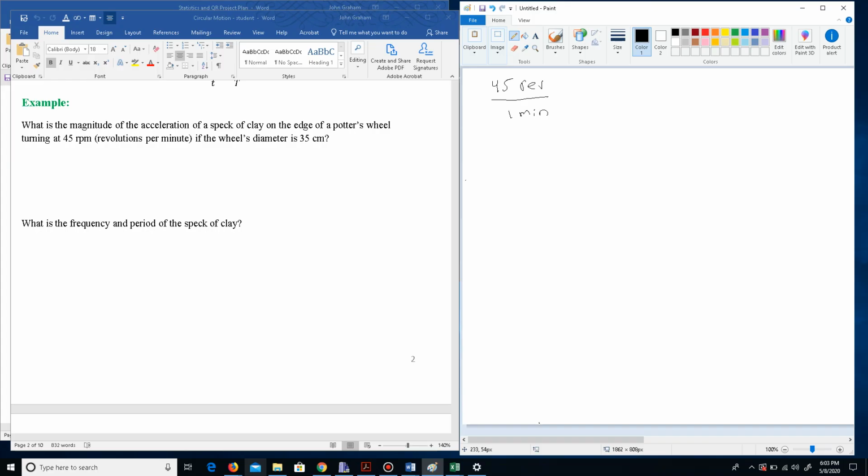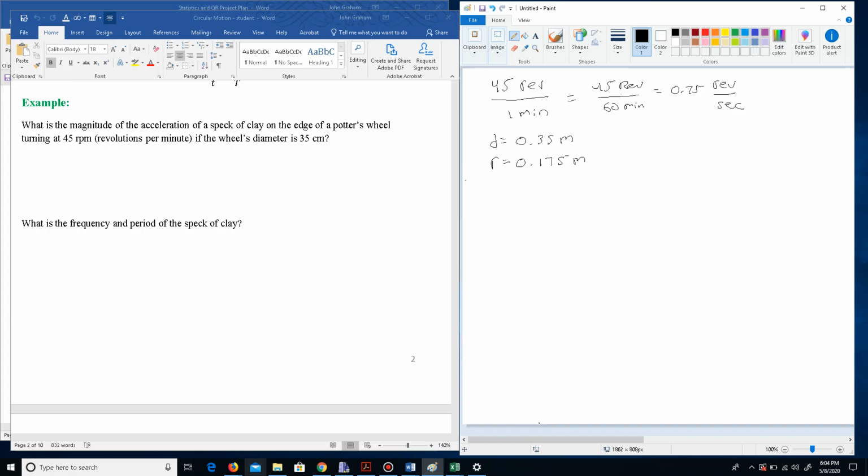And so if we divide that by 60, 45 revs per 60 seconds, we get 0.75 revolutions per second. And then we're told that the diameter is 35 centimeters, so 0.35 meters. And they want to know the magnitude of the acceleration. Right. So we're given the diameter. Sometimes you gotta be really careful. That's the diameter. So you want the radius. That's gonna be 1.175 meters. Okay, you just cut the diameter in half.